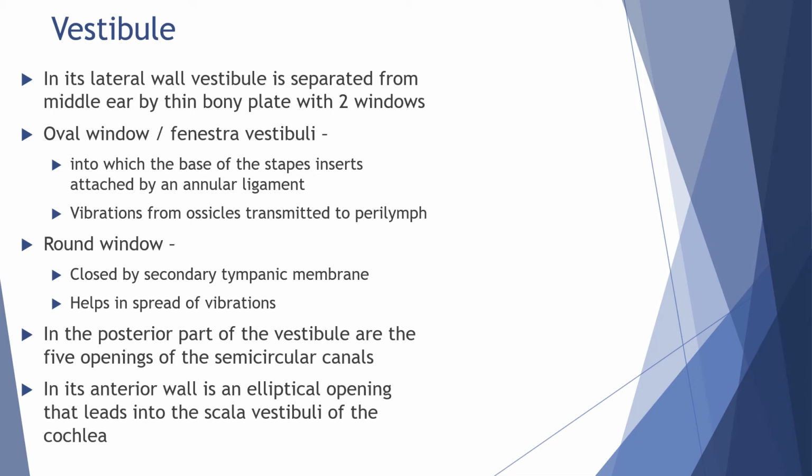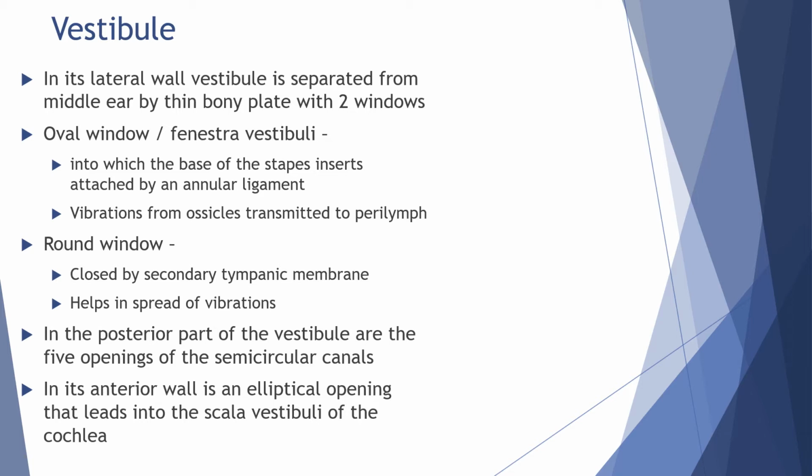In its lateral wall, the vestibule is separated from the middle ear by a thin bony plate having two windows. The oval window or fenestra vestibuli is into which the base of stapes is inserted by an annular ligament. What is the function? It transmits the vibrations from the ossicles to the perilymph. The round window is closed by the secondary tympanic membrane and helps in the spread or distribution of excess vibrations.